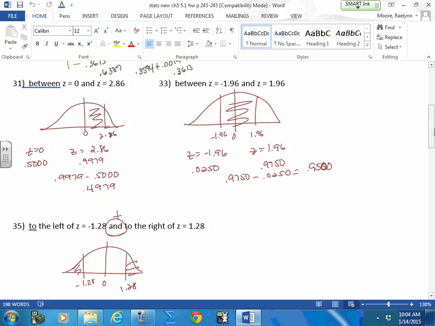Okay, we found the betweens yesterday. We said between 0 and 2.86. Well, the 0 always measures to the left. The 2.86 measures to the left. So if I take out this part where they overlap, then I'll be left with what's left over here, the one in between. So I want to find their areas, and I want to subtract their areas. Never subtract a z-score.